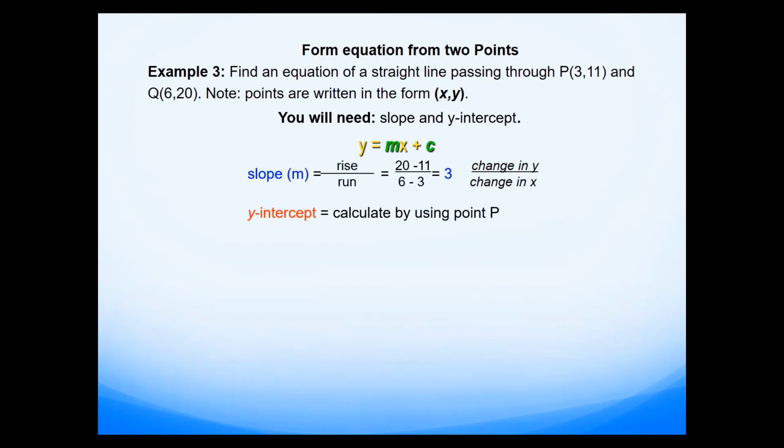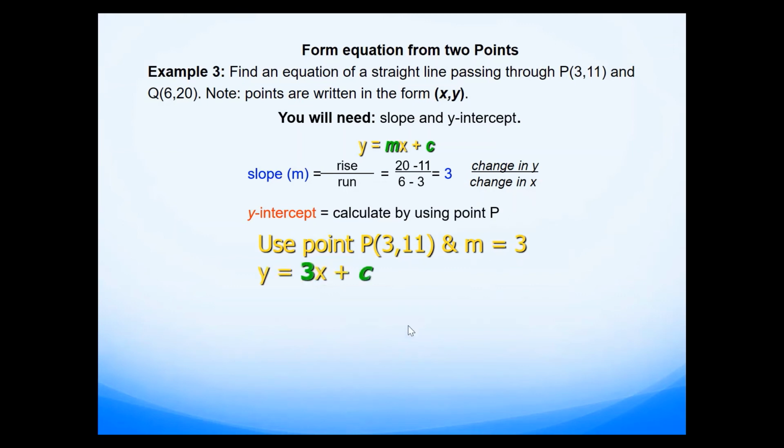y-intercept. To calculate this, I will use one of the 2 points. So in this case, I've already pre-selected point P. It does not matter whether you use point P or point Q, right? Because the straight line function that you are deriving will pass through both the points. So it does not really matter which one you pick, but I will just stick to the first one with smaller numbers. So we'll put the information using point P. So P, x value is 3, y value is 11, and the gradient that we have calculated earlier is 3.